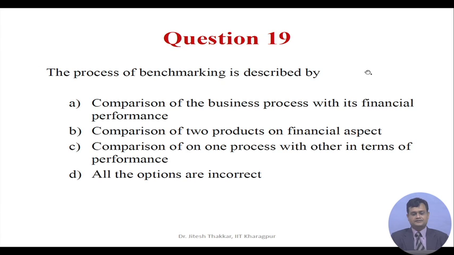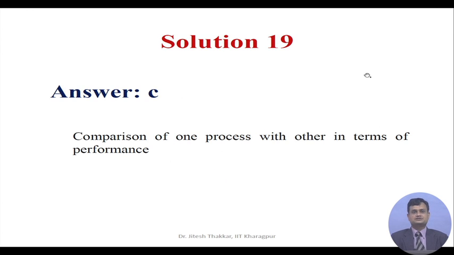Question 19, the process of benchmarking is described by A, comparison of the business process with its financial performance, B, comparison of two products on financial aspects, C, comparison of one process with other in terms of performance, D, all the options are incorrect. So, the correct answer is C, comparison of one process with other in terms of performance.